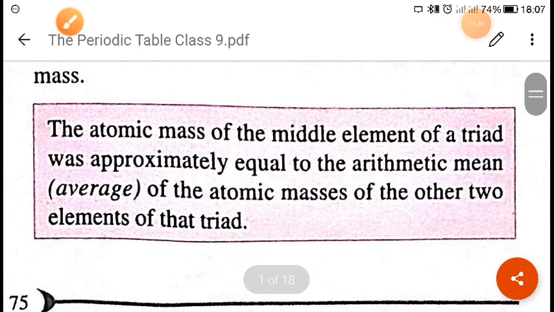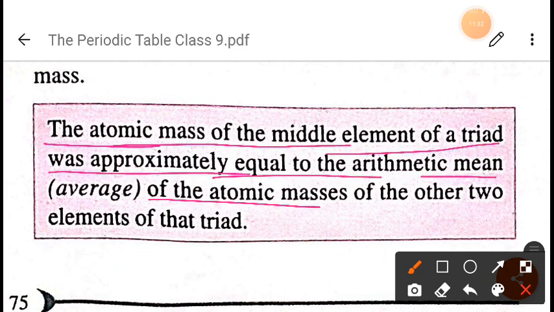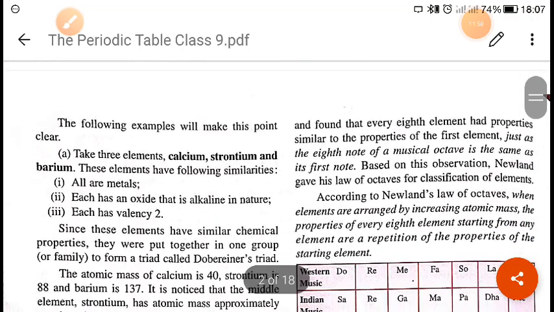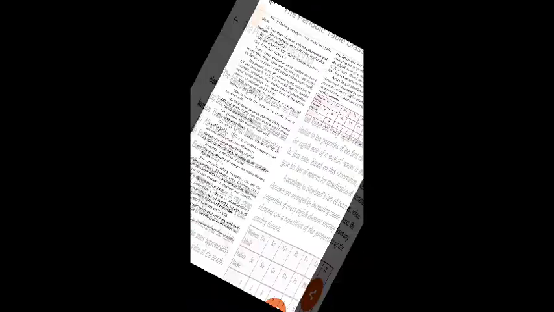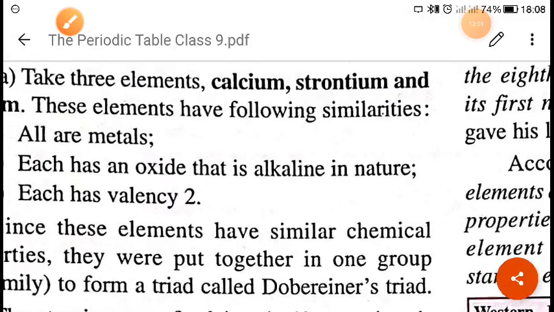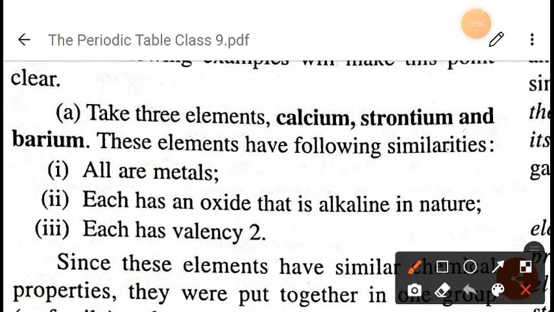Now what is the definition of Dobereiner's triad? We can define it like this. According to Dobereiner's triad, the atomic mass of the middle element of a triad was approximately equal to the arithmetic mean of the atomic mass of the other two elements. That is called a triad. So I hope you have got some idea about Dobereiner's triad, right? Now we will see it with an example. Just now we have seen it with x and y, right? Now we will see it with a proper example. First of all, he took three elements, which are calcium, strontium and barium.